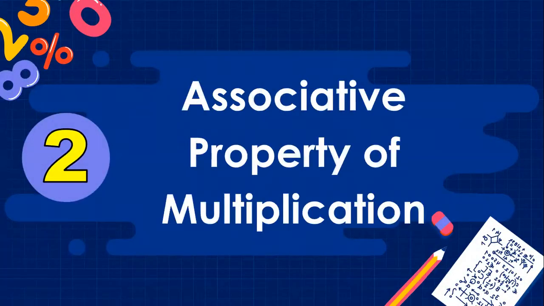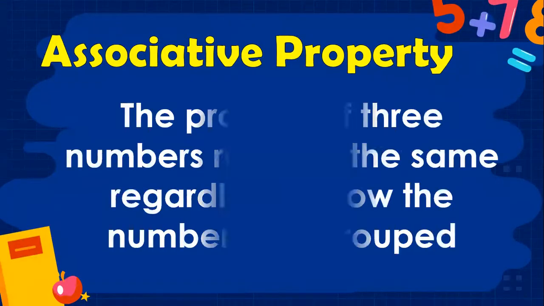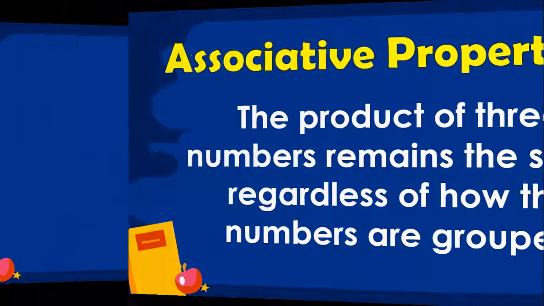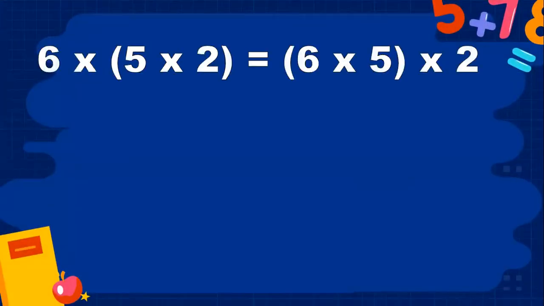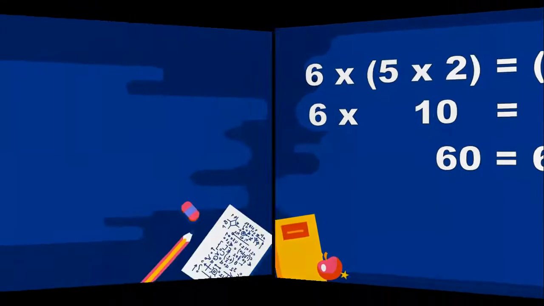The second property is the associative property of multiplication. The associative property states that the product of three numbers remains the same regardless of how the numbers are grouped. Say for example, 6 times the group of 5 times 2 is equal to the group of 6 times 5, times 2. 6 times 10 is equal to 30 times 2. 6 times 10 is 60 and 30 times 2 is 60. So, the products are the same.